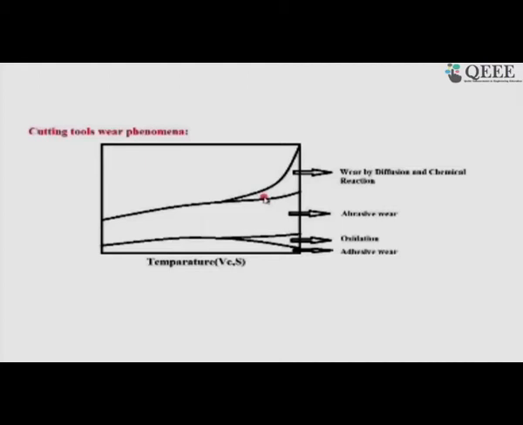So, this will open up the floodgate for chemical reaction, chemical dissolution by this diffusion. So, this is something one has to look into, and it is for one to decide upon the choice of the tool material, in high speed and dry machining.